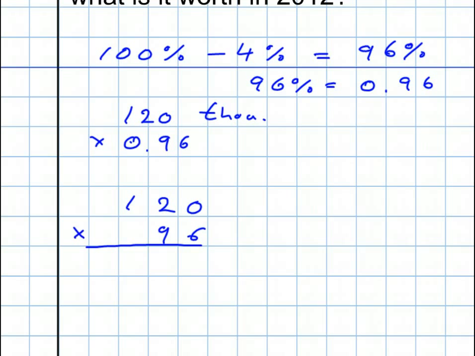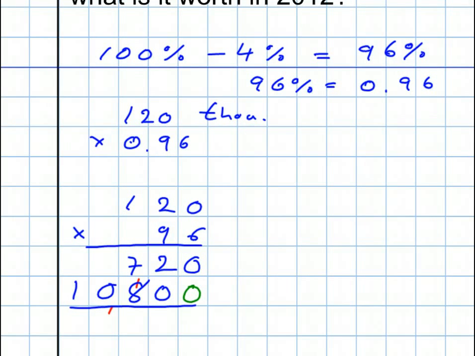6 times 0 is 0. 6 times 2 is 12. Put 2 there, carry the 1. 6 times 1 is 6. Add 1, 7. Now I'm going to multiply by the 9, but the 9's in the tens column, so we'll start with 0. 9 times 0 is 0. 9 times 2 is 18. Put 8 there, carry the 1. 9 times 1 is 9. Add 1, 10.